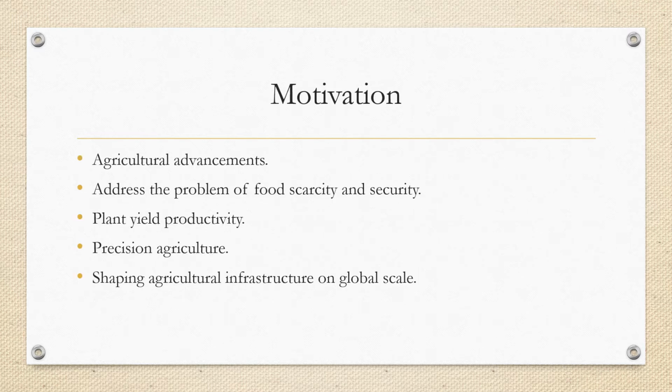The motivation completely lies in advancement in agriculture and farming with preliminary knowledge on plant health. Secondly, addressing the scarcity and security problem. Lastly, execution of an effective artificial intelligence and machine learning model promoting productivity and shaping agricultural infrastructure on a global scale. Also, precision agriculture is one of the trending topics and therefore the great motivation also lies in the same.